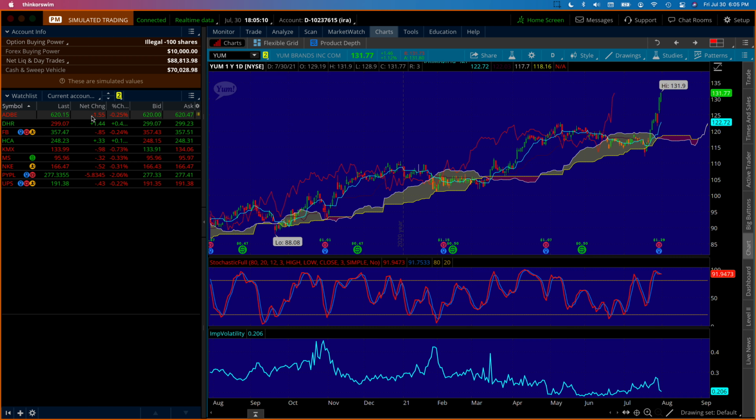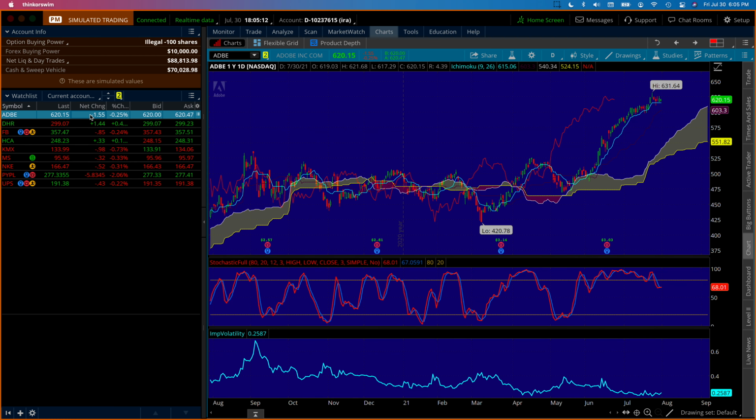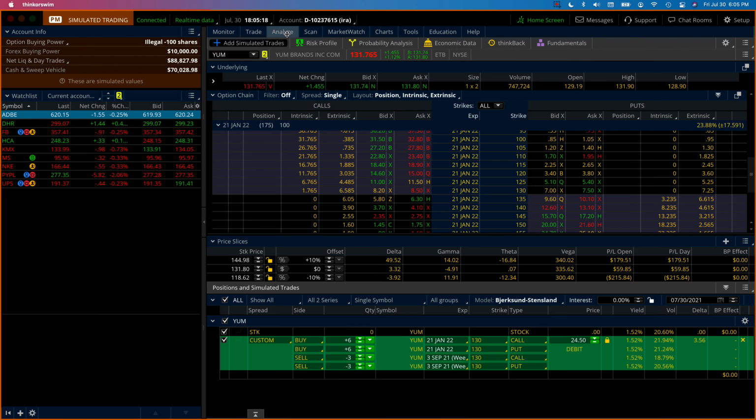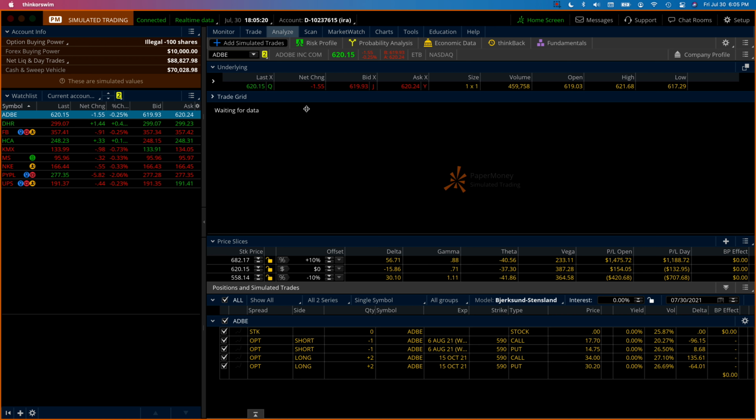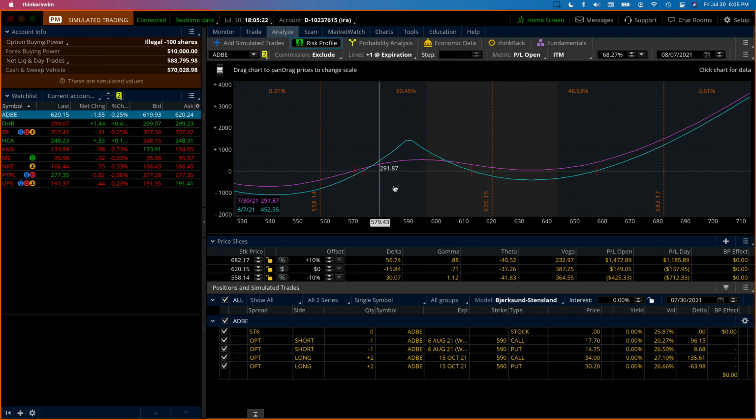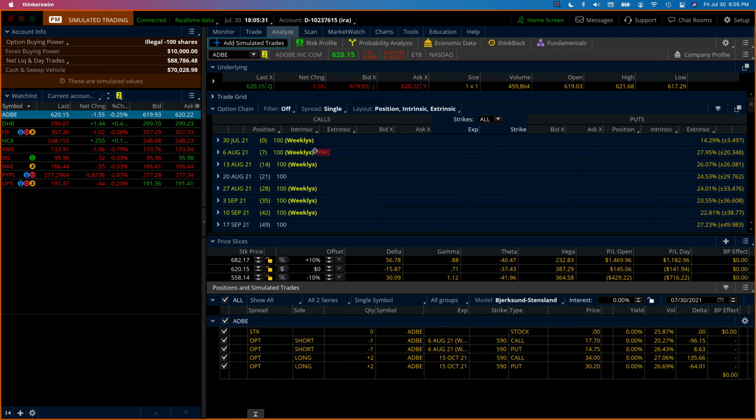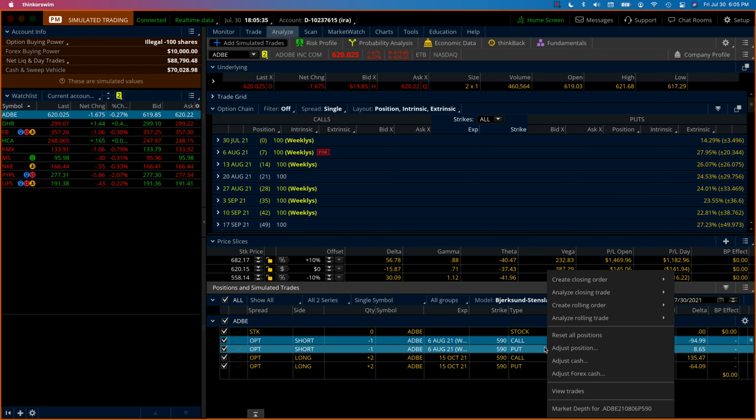Let's go to our trades here, starting with Adobe. That's been outperforming the markets. Big jump on it. Let's go to the Analyze tab. Here we have a risk graph, and it tells you what we need to do. This expires August the 6th. How much time to expiration? 7 days. So we can do a rollover right now, right here. Analyze rolling.